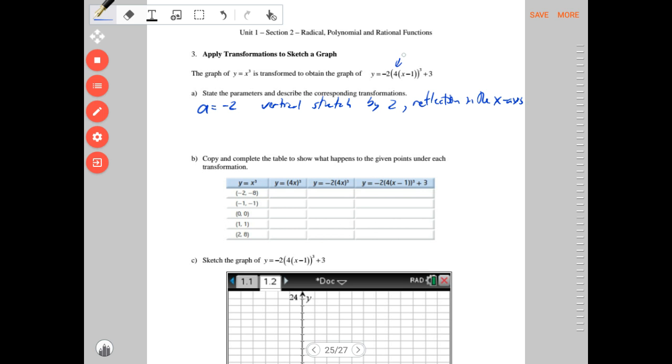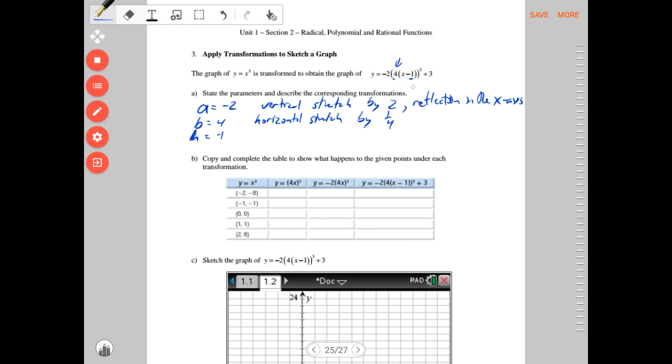The B value is 4, so that means there is a horizontal stretch by 1/4. We can see the B. Remember that part? The B is factored away from the H, so that means the H behaves like we expect it to. So H is, well, whatever, -1, +1. It doesn't really matter what you put for this.